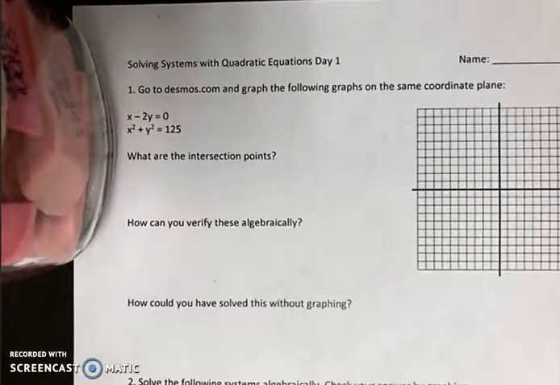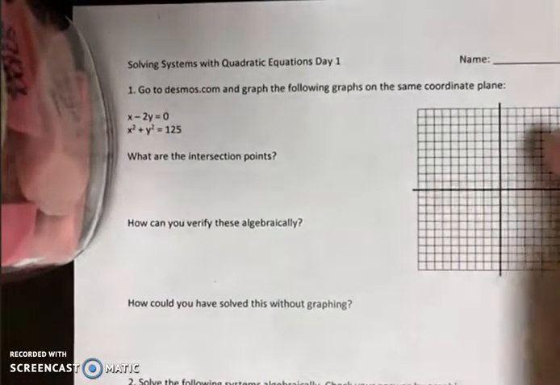We are going to be spending 3 days going over systems that have quadratic equations. So far, all we've done is taken a look at systems that had 2 or 3 linear equations. For the first one, it says, go to Desmos.com to graph the following graphs on the same coordinate plane.